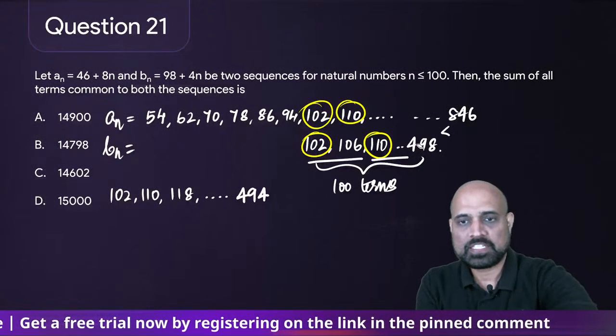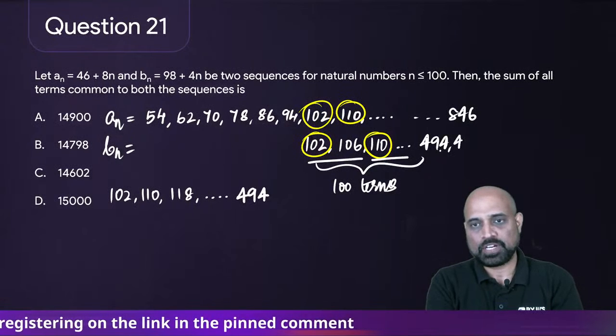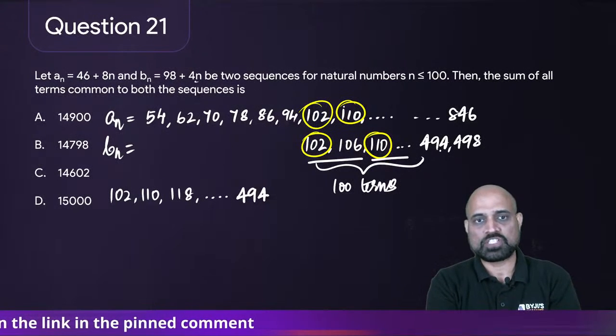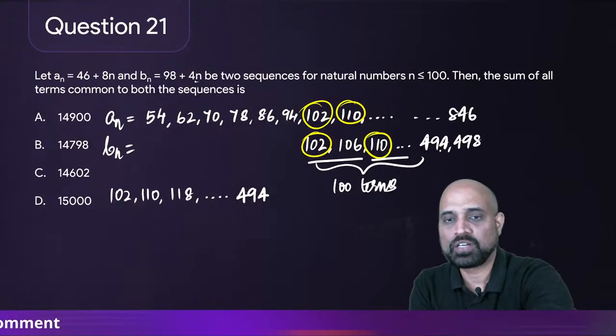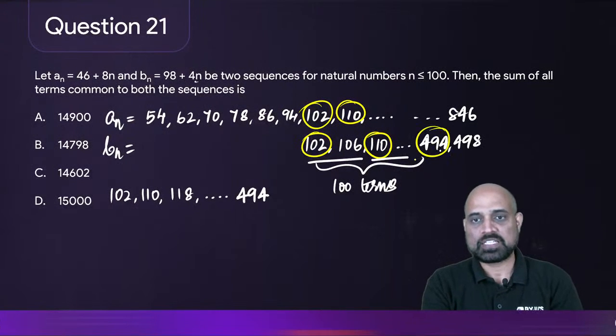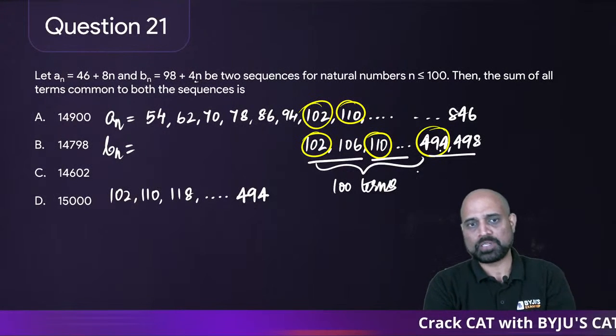ठीक है, इसको आप ऐसे समझ लो. The thing that I just said: last two terms will be 494 and 498. How do I know? Because there was a jump of 4. Jump करके 498 पहुंचे थे, तो पहले वाला 494 होगा. So in every pair, we are seeing that the first one is the common. So last pair में 494 will be common.